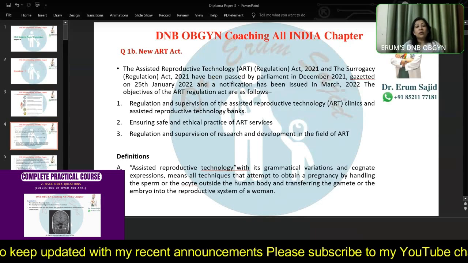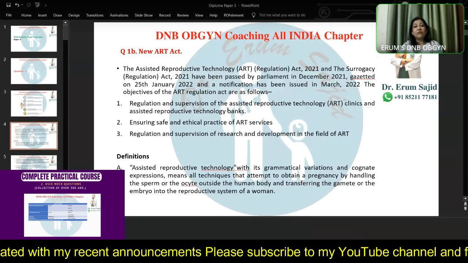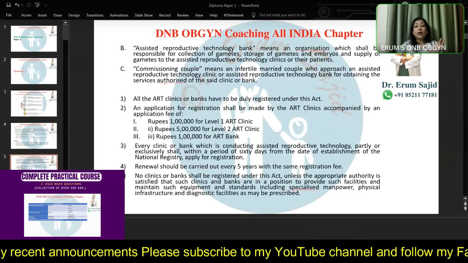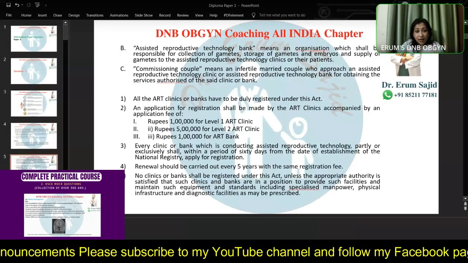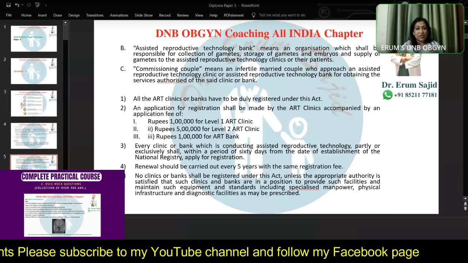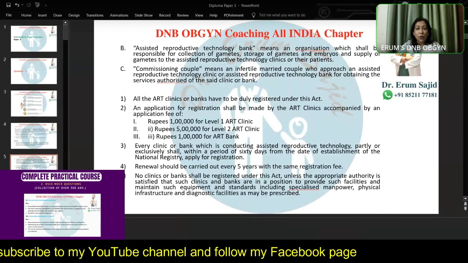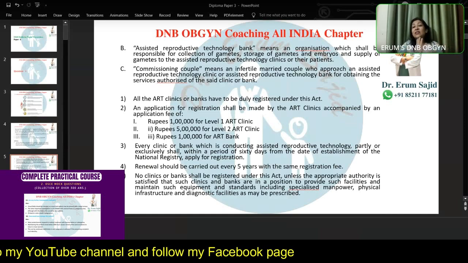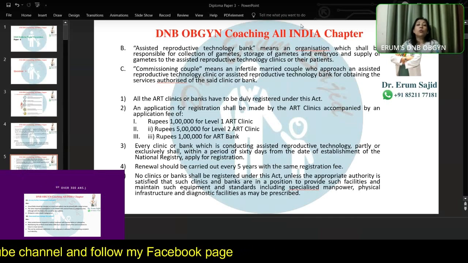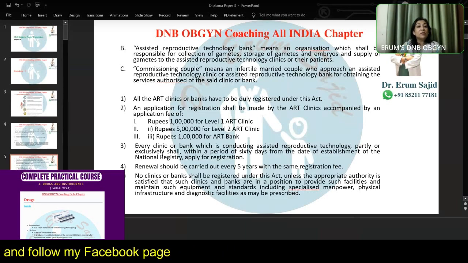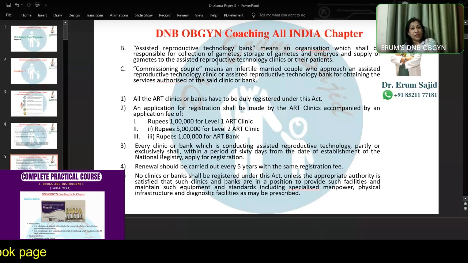of ART. So they have defined what ART is, what is an ART bank, what is a commissioning couple. So if you just write down these 2-3 definitions, they will have an idea that okay, this girl has read the ART Act. So basically, bank means an organization which will be responsible for collection of the gametes, the storage of the gametes and the embryos, and supply of the gametes to the ART clinics or their parents.